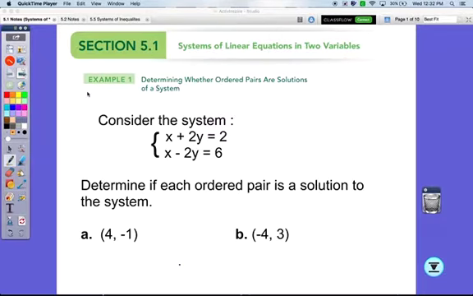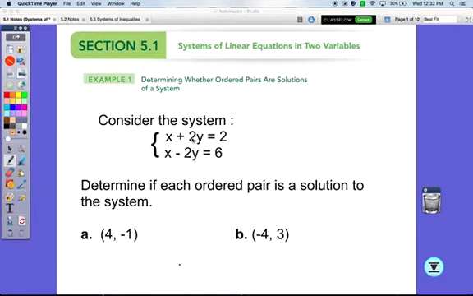All right, Chapter 5, Section 1, Systems of Linear Equations in Two Variables. A system of equations has two equations side by side, and the answer to a system is an ordered pair that is a solution to both parts.